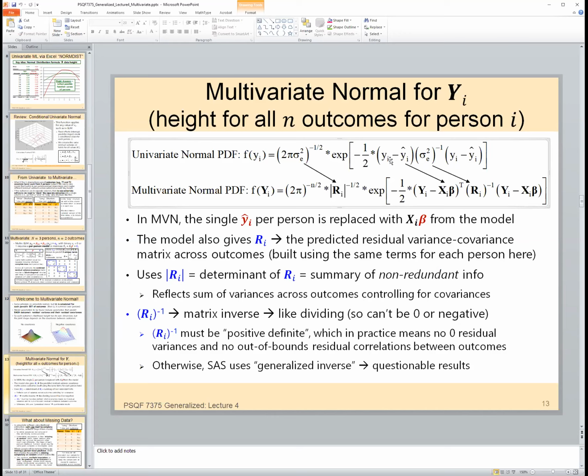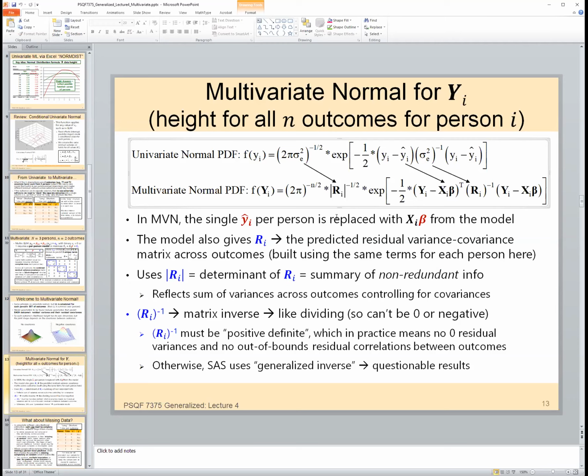And so the y sub i minus y hat transforms into this y sub i minus X beta, which gives us the predicted outcomes from the fixed effects and the predictors. So it's the exact same concept in terms of height. It's just that each person's height is a multivariate height. It's the height of their two outcomes together. And that takes into account that their outcomes get to be related.